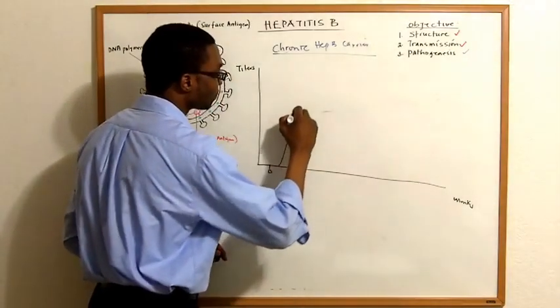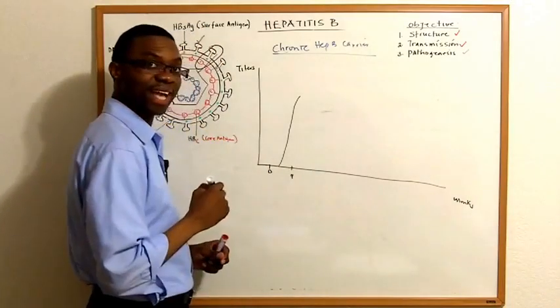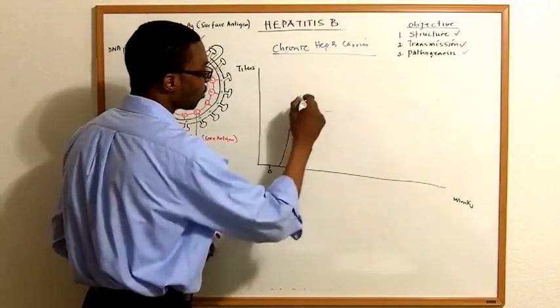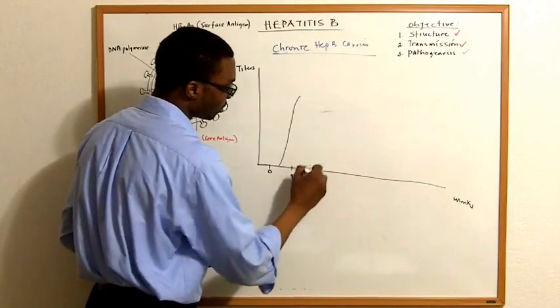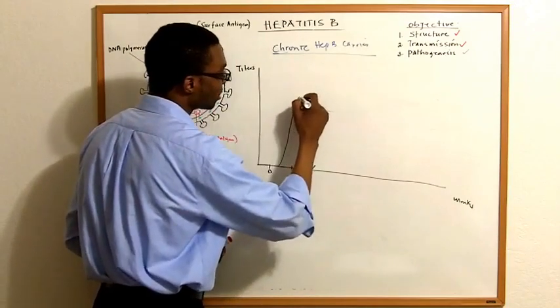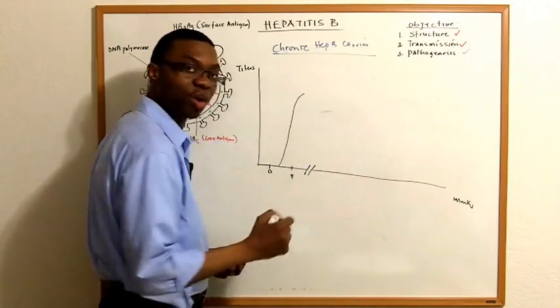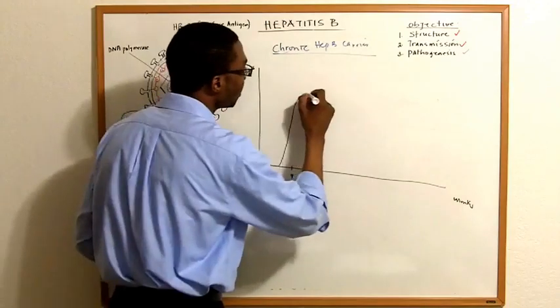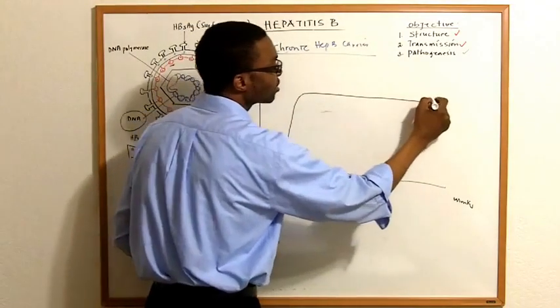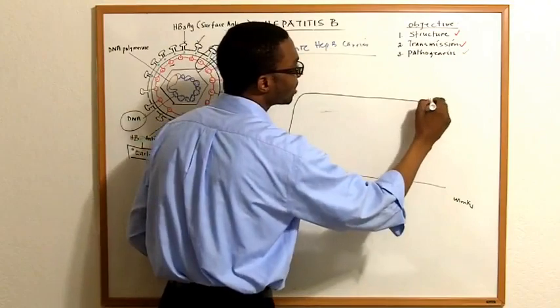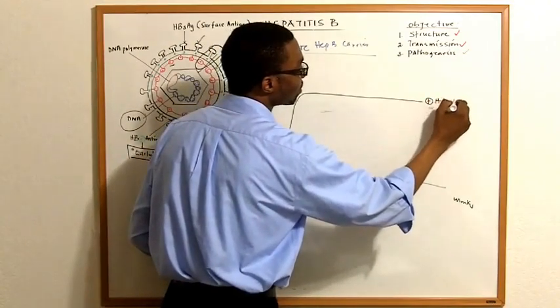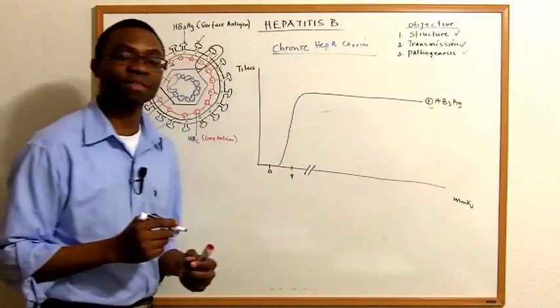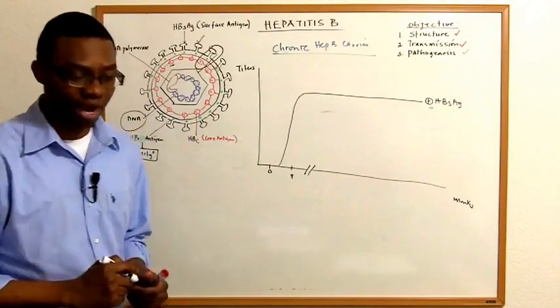And the surface antigen will rise and rise. And instead of falling like the normal one in acute infection, the surface antigen parallels and they continue to be positive for the hepatitis B surface antigen because they never made an effort to clear the virus.